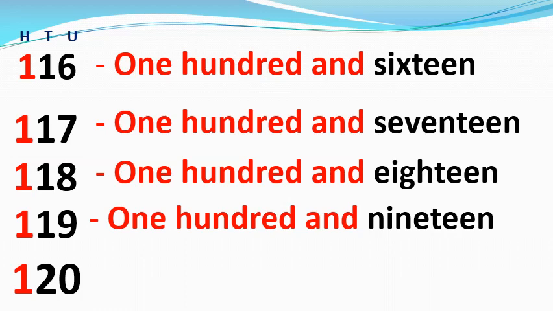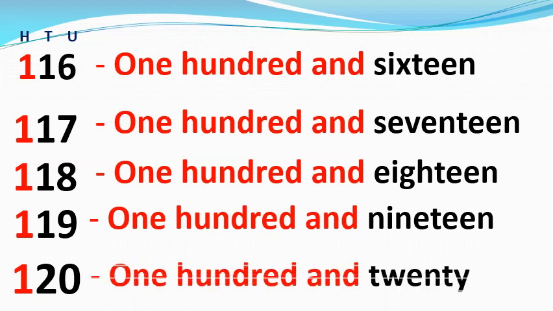120, that is 1 in the hundreds place and 20 is 20. So we read it as 120, and we know the spelling of 20 is TWENTY. So children, again I am reminding you, here we write the first letter as capital and all the other letters will be written in small alphabets.